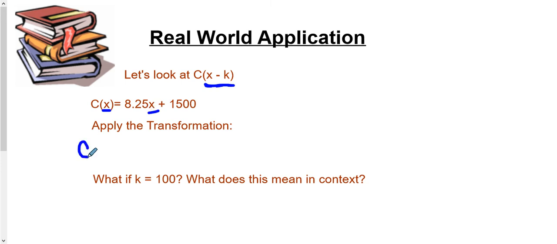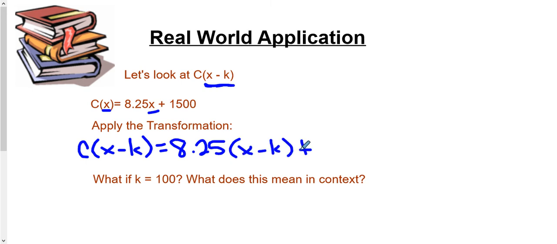So we're going to have c of x minus k, and that's going to equal our 825, and instead of being multiplied by x, it's going to be multiplied by x minus k, right? And then we can add the 1,500 for the initial cost. Okay, so we did the application. Now we want to look at some actual numbers. K is a number. K is going to be 100. We have to figure out what k is before we can actually solve anything with this problem, because if we don't put k in, we have too many things that are unknown to actually find any answers.